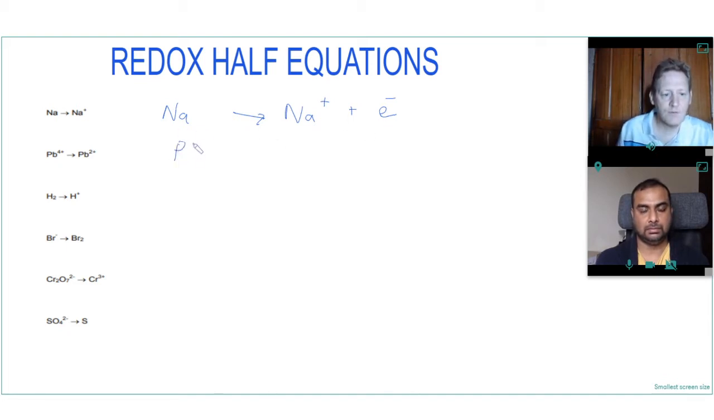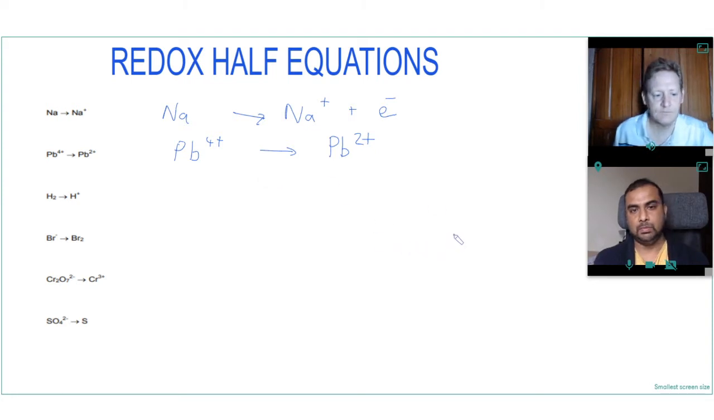Okay, so the next one, we've got Pb4+ to Pb2+. So how about this time? Purely from a charge point of view, because you have 4+ on the left-hand side, you could put 2 electrons to bring it down to 2+ on the right-hand side. So add 2 electrons here, and +4 take 2 is 2+ on the left-hand side, and we've got 2+ on the right-hand side.